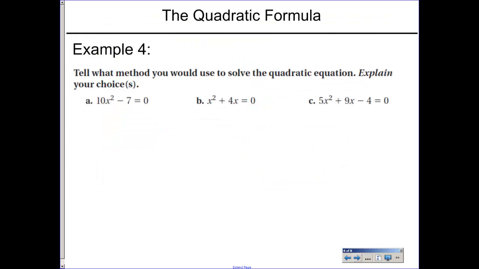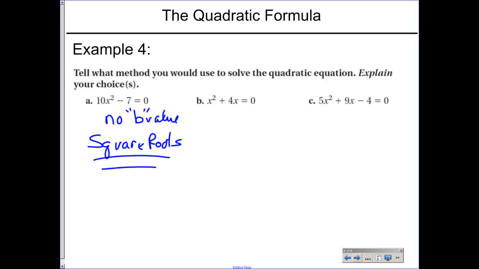Example 4, what method would you use to solve the quadratic equation? Explain your choices. So the first one here, A, we have no middle term, no b value, so I would use regular square roots. Regular square roots would actually work on that one. The second one, since there's no c value, factoring this would be quite easy because you could factor into x times x plus 4 equals 0, and you have two roots. One is 0 and the other one is negative 4. So I would use factoring here.